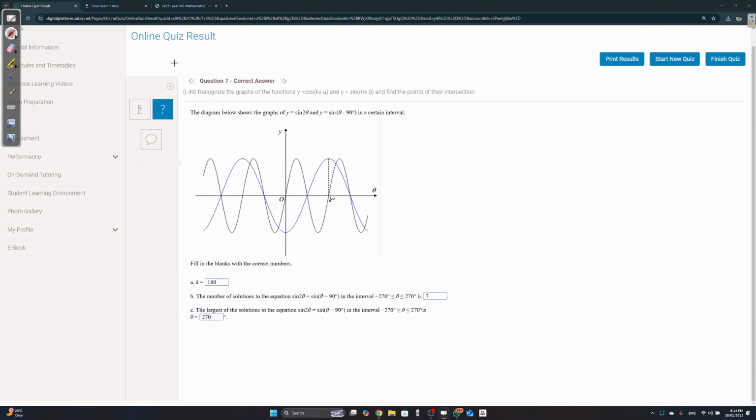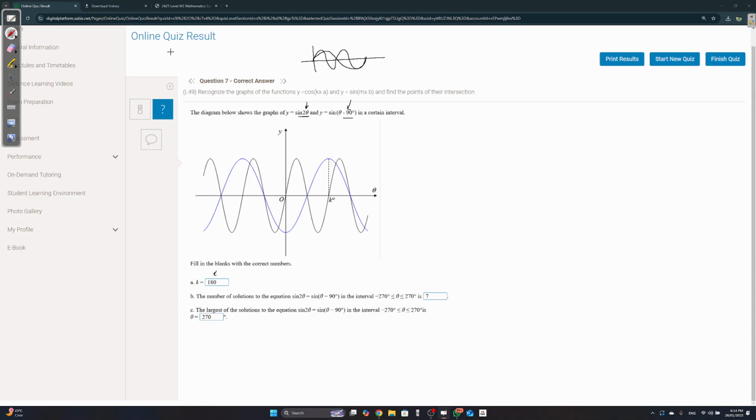Over here we have the graphs of y equals sine 2 theta and y equals sine theta minus 90 in a certain interval, okay? What is k? So I think you can guess which one is which. Obviously, which one's being transformed horizontally? This one or this one? Obviously this one. What does this 2 theta do? It just makes the graph smaller. Like this is sine theta, but sine 2 theta looks like this. You see how it looks smaller?